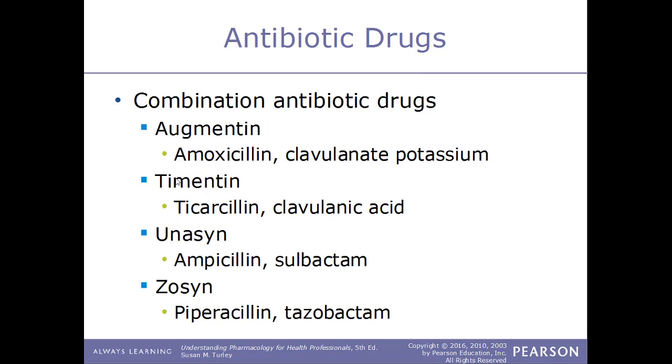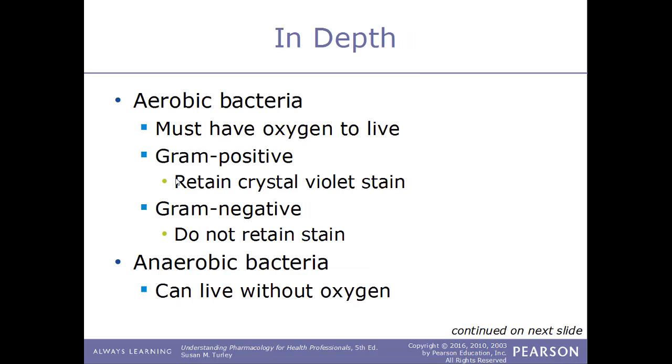Some examples of these combination antibiotic drugs: Augmentin, which is a combination of amoxicillin and clavulanate potassium; Timentin, which is a combination of ticarcillin and clavulanic acid; Unasyn, which is a combination of ampicillin and sulbactam; Zosyn, which is a combination of piperacillin and tazobactam. And now we'll talk a little bit more in depth about different types of bacteria.